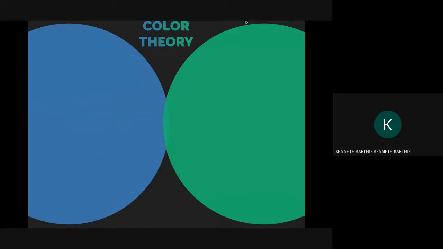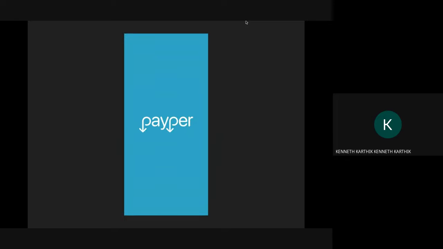So what we did was, we took both of those colors, mixed them both, and that gave us this nice, neat blue. And we made a logo for it. And this was the idea, to make the app Paper. So I'll just walk you through what it looked like.